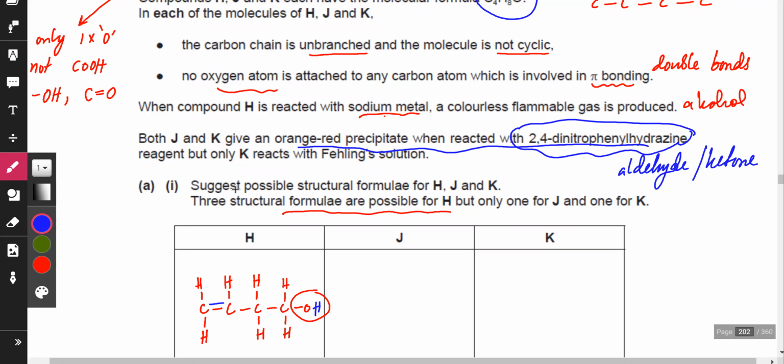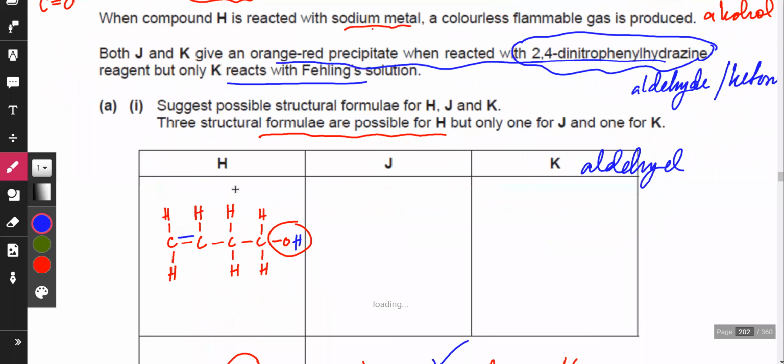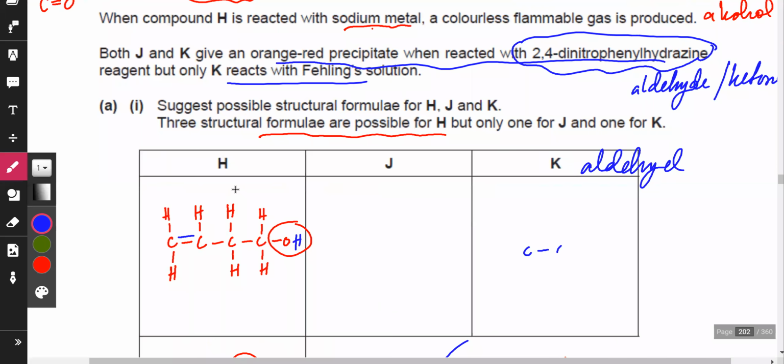K reacts with Fehling's, so that means K is an aldehyde. It's getting oxidized, so it's an aldehyde. So C4H8O. The aldehyde would have a double bond O right at the end, and it says C4, that's C4H8. Let's see if we need a double bond. We don't need a double bond. You have your 8 hydrogens.